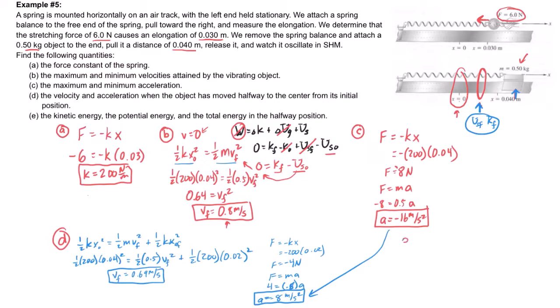This is our last question here. Letter E asks us for the kinetic energy, the potential energy, and the total energy in that halfway position. All right, so we can get all of those basically by doing what we did over here in letter D. So we'll do the elastic potential energy, which is going to be 1/2 times 200 times 0.02 squared, and we get an elastic potential energy, which is equal to 0.04 joules.